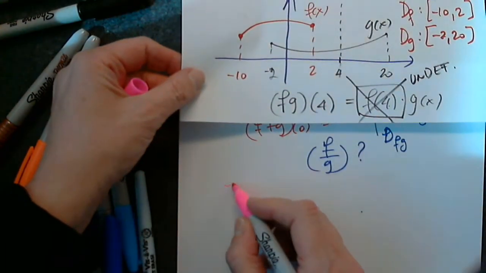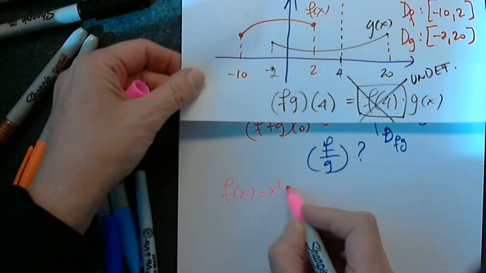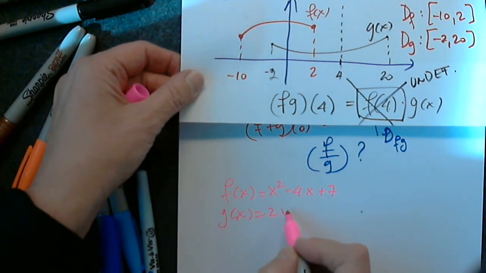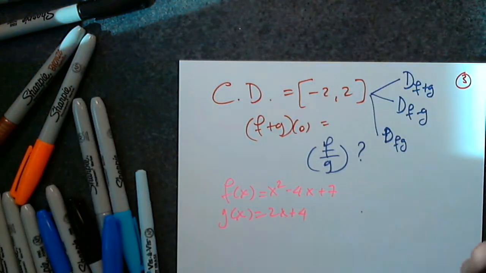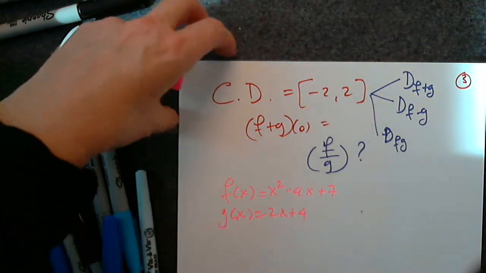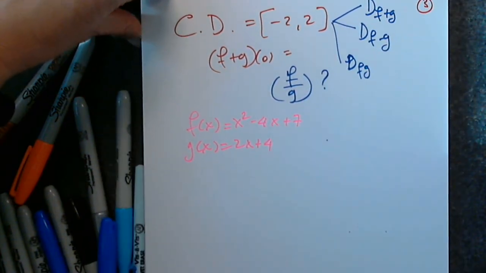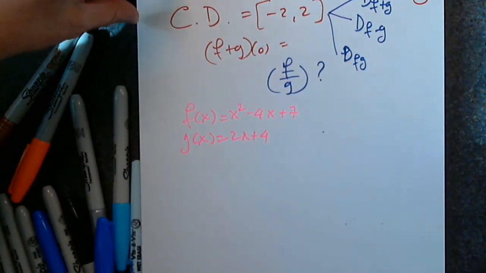Okay, so now we have these two functions and we want to determine the sum, difference, product, and ratio. So I'm going to copy the functions here. So I have x squared minus 4x plus 7 and g of x equals 2x plus 4. And yes, we'll look at an example when we add, subtract, multiply, and divide functions in a minute. A word problem, an application.